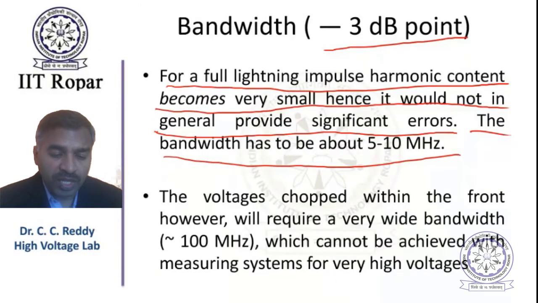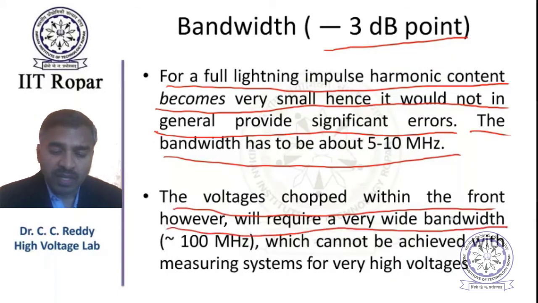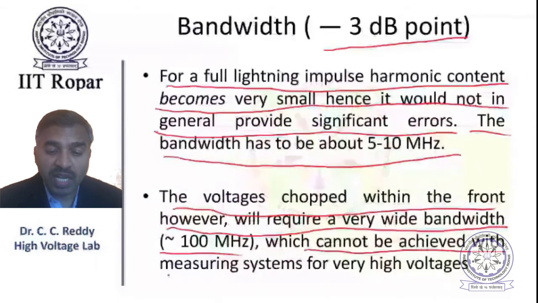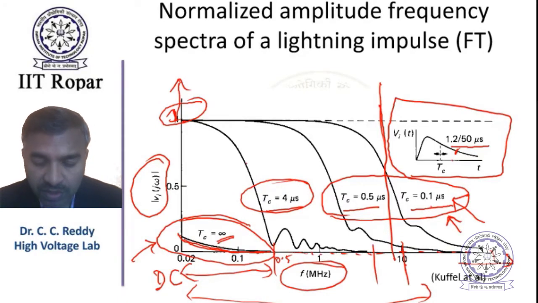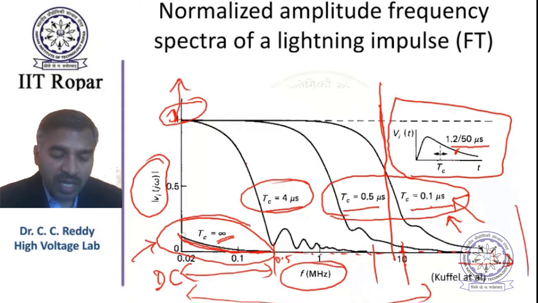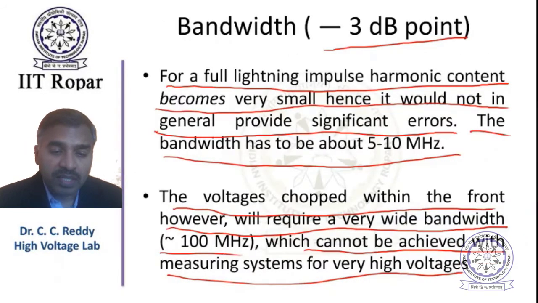Otherwise, if you look at the voltages chopped within the front, however, they will require a very wide bandwidth, which, as you can see, cannot in general be achieved with a measuring system for high voltages. That is the difficulty actually. You can see the voltage which is chopped at 0.1 microseconds. Even here, this is 10, maybe next it is 100. So it should be more than this, right? You should not lose any frequencies. So obtaining that level of frequencies with high voltage systems becomes difficult. That's what is implied here.